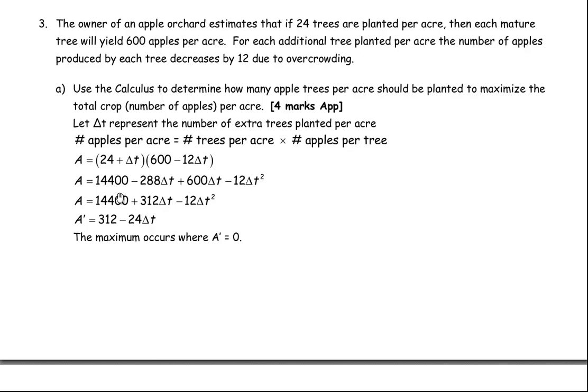And so to find the derivative, the 14,400 is a constant, so its derivative would be 0. The derivative of 312 delta t would be 312. And using the power rule again, the derivative of negative 12 t squared, the 2 comes down and multiplies by the negative 12, to give you negative 24 delta t. So that's the derivative. The maximum occurs where the derivative is 0.